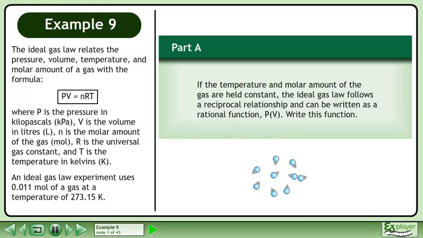In part A, if the temperature and molar amount of the gas are held constant, the ideal gas law follows a reciprocal relationship and can be written as a rational function, P of V. Write this function.